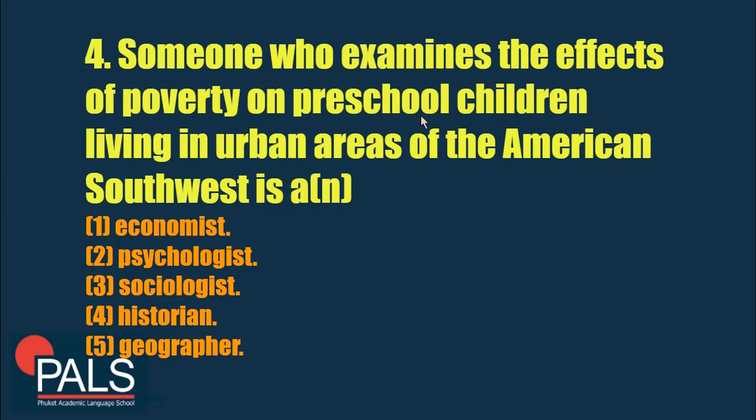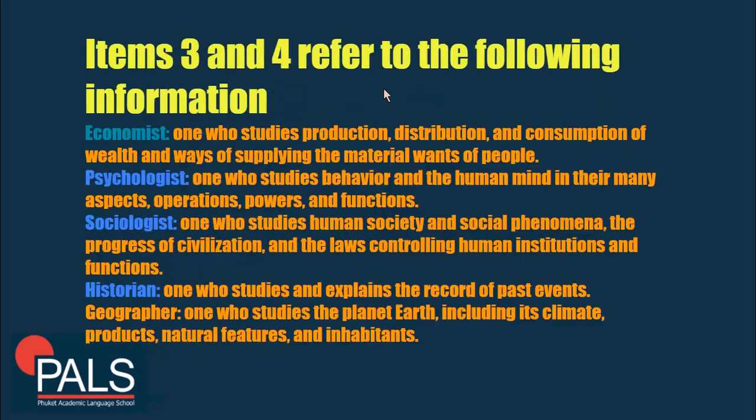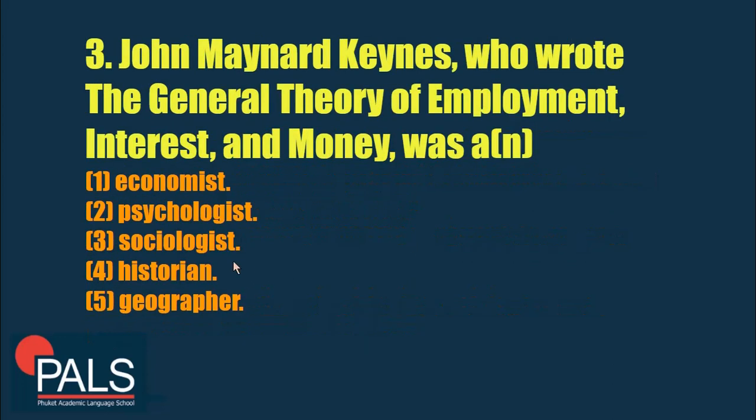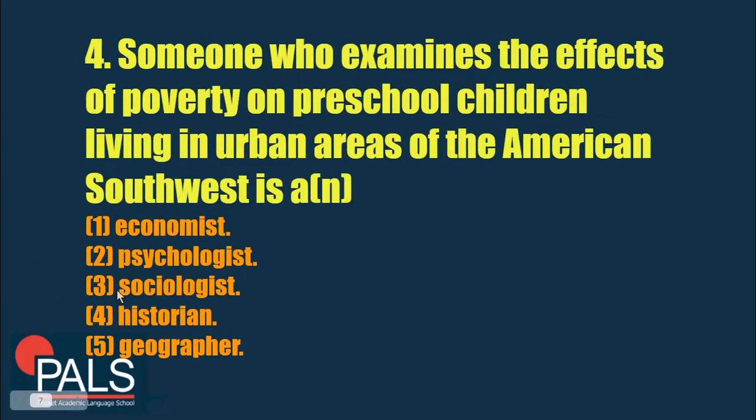Examine people. What is that? Let's go back. One who studies human society, social phenomena. So the answer is number 3. Okay. No, not that one. This one. Okay. So someone who studies the social effects of circumstances on a group is a sociologist.